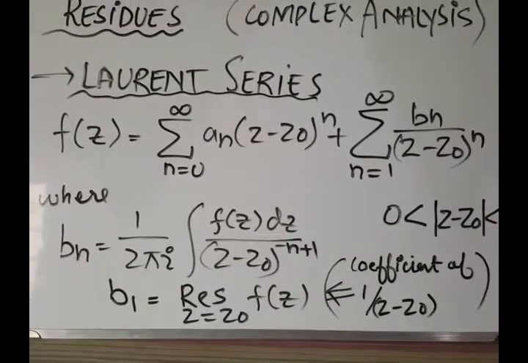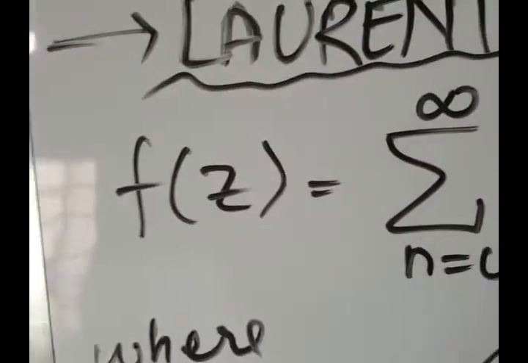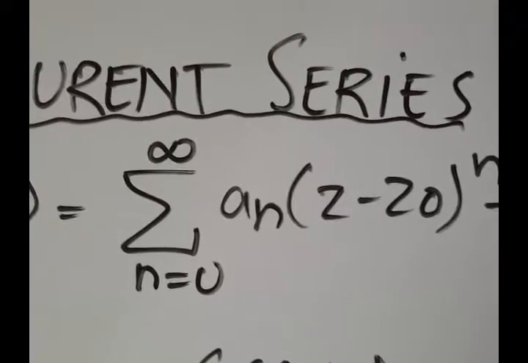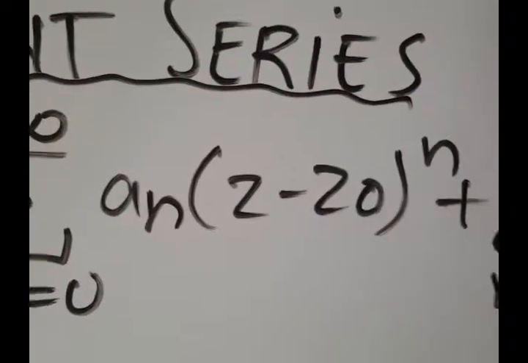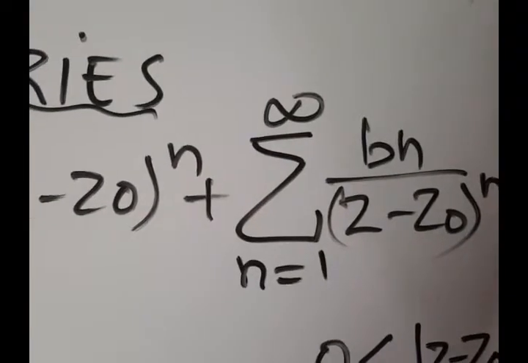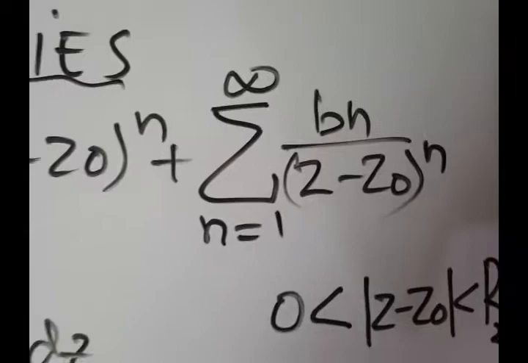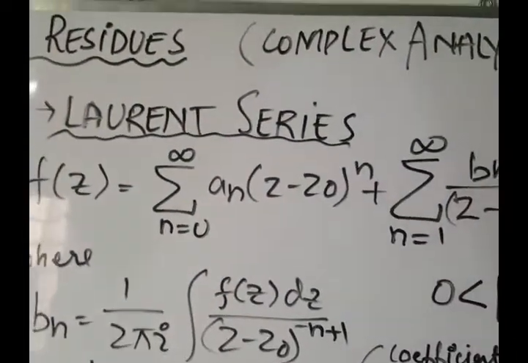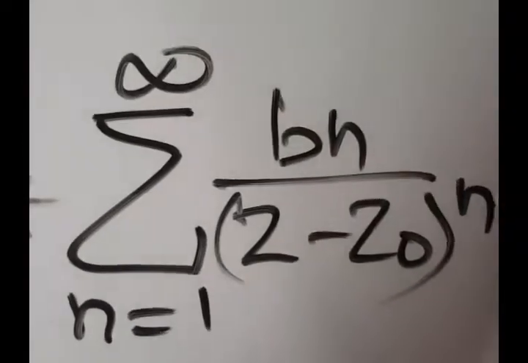The Laurent series expansion of a function f(z) is written here. It is f(z) equal to the summation from n=0 to infinity of a_n (z - z_0)^n, plus the summation from n=1 to infinity of b_n (z - z_0)^(-n). This expansion basically contains two parts: the first one with the coefficient a_n, and the second one with the coefficient b_n.